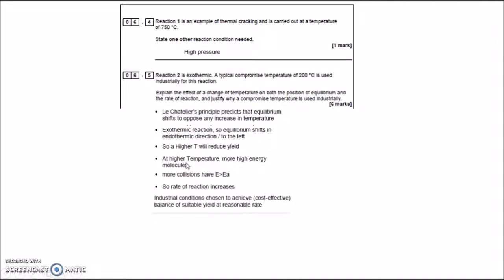So what actually happens in industry, you use something called a compromise temperature, a temperature that's somewhere in the middle, so that the equilibrium isn't shifted completely to the left and you end up with a low yield, but you have a high enough temperature so that you've got a reasonable rate, but not too high a temperature so that the equilibrium shifts too far to the left.